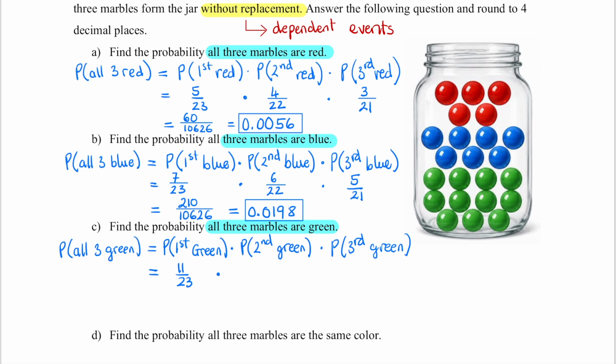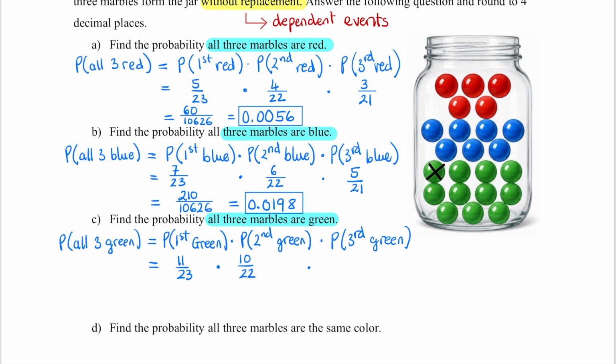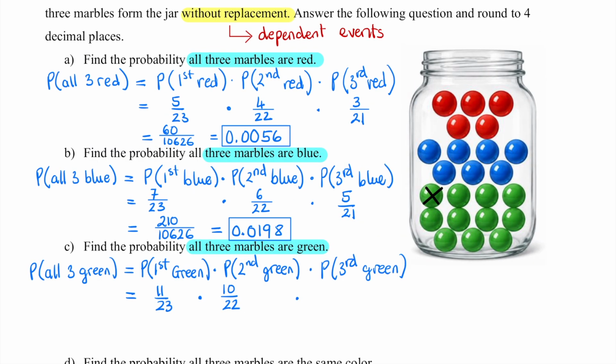After the first draw, 1 green is removed. So the second draw is 10 out of 22. Now the second green is removed. So the third draw will be 9 out of 21. Now let's multiply them.